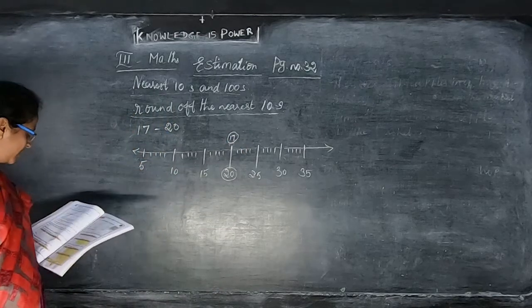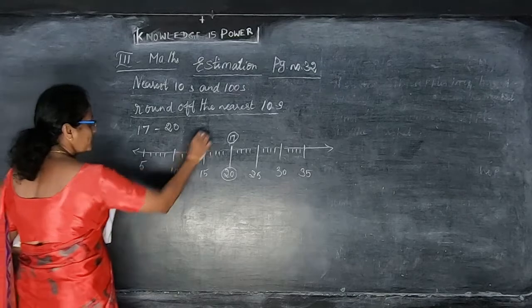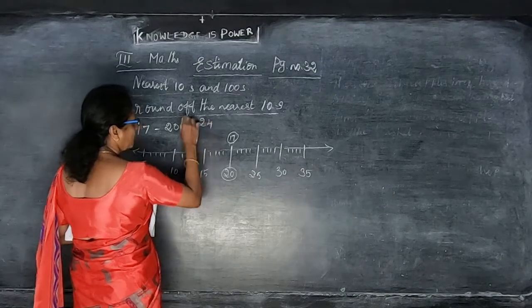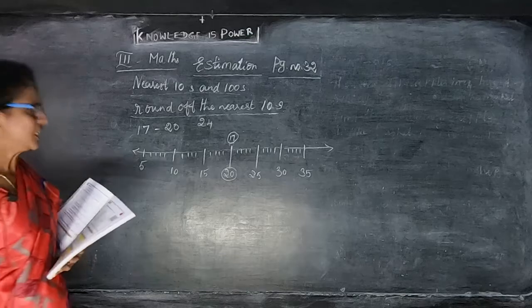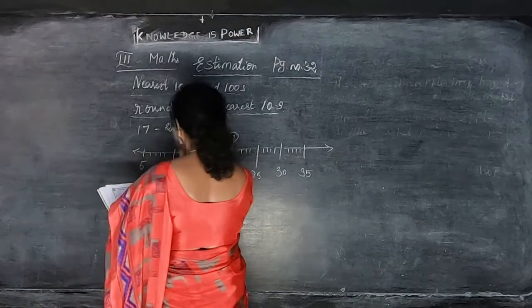Okay, now the next one is 24. Suppose if they are giving the number 24, second one. So 24க்கு nearest tens என்ன வரும்? Nearest tens நாக்கா we have to move on to the left side.